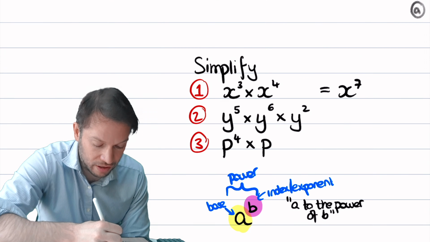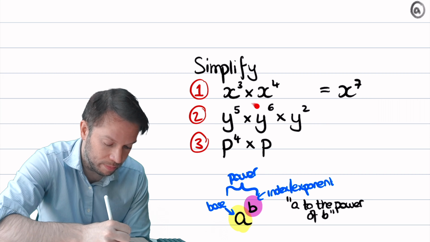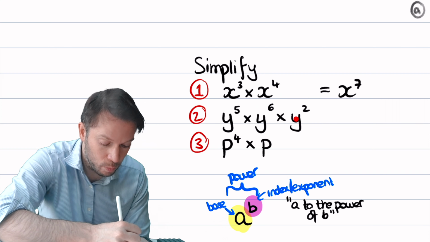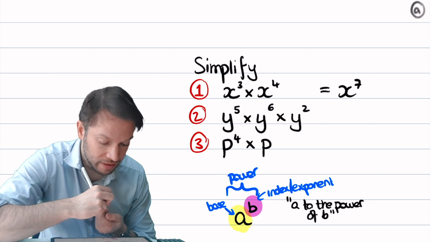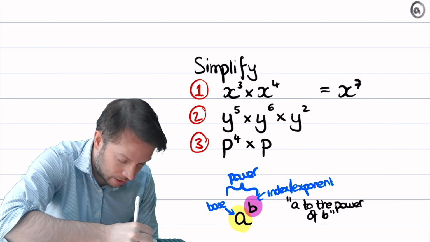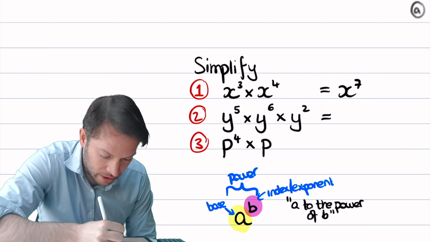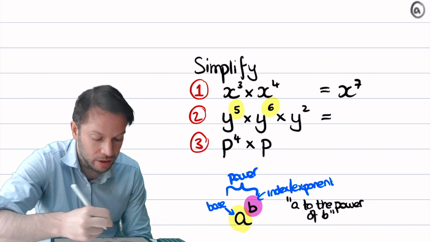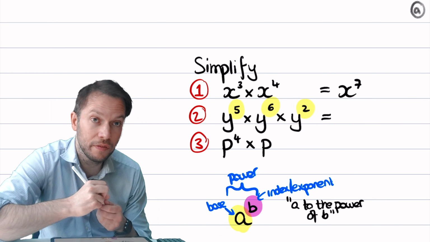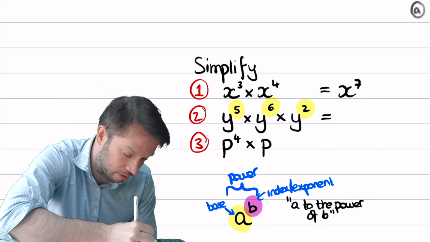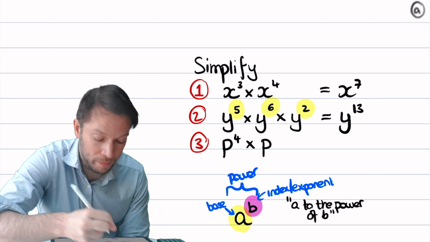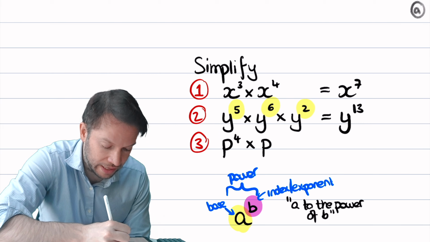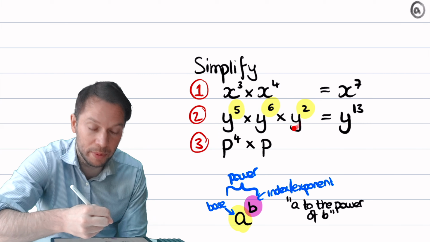So what about this next example? We've got y to the power 5 times y to the power 6 times y to the power of 2. We're multiplying these powers together, so we add the indices. So we're going to add the 5, the 6, and the 2. 5 plus 6 plus 2 is 13, so we get y to the power of 13. And just as a reminder, in order to use this law, these bases have to be the same. So they are all y, they have to be the same.